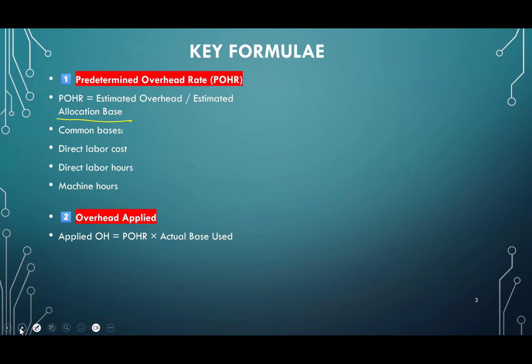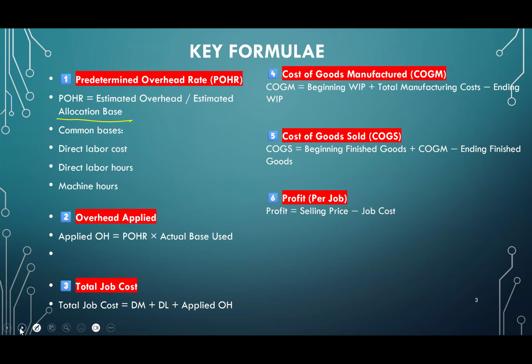Second is to continue and apply overhead. You just saw this predetermined overhead rate calculated in step 1 multiplied by whatever is the actual quantity of the base that you used in step number 1: actual direct labor hours, actual direct labor cost, actual machine hours, and so on. The third thing that you do is how to put together the total cost of a job. Total cost of a job is direct material, direct labor, applied overhead.